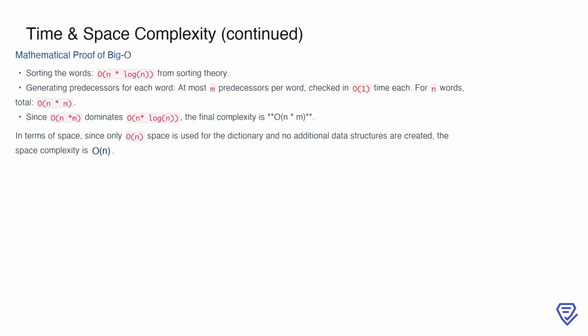On the space side, the DP dictionary requires O(n) space to store chain lengths for all n words, and no additional data structures are created. Thus, the space complexity is confirmed as O(n).